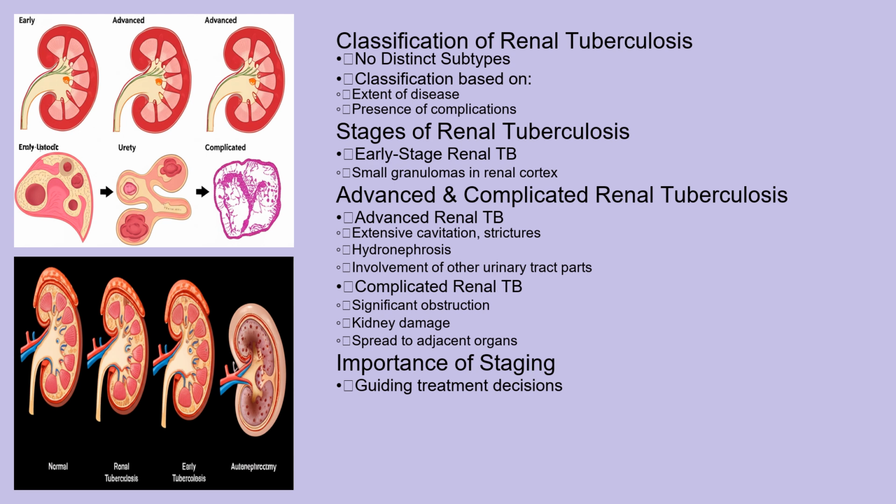Early-stage renal TB typically involves small granulomas in the renal cortex. Advanced renal TB may involve extensive cavitation, strictures, hydronephrosis, and involvement of other parts of the urinary tract. Complicated renal TB refers to cases with significant obstruction, kidney damage, or spread of the infection to adjacent organs. Understanding the stage and complexity of the disease is crucial for guiding treatment decisions.